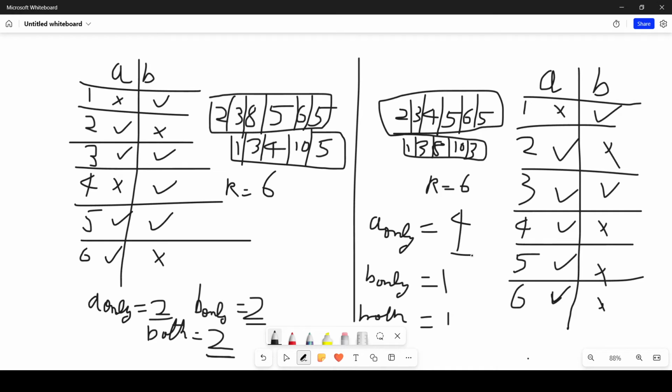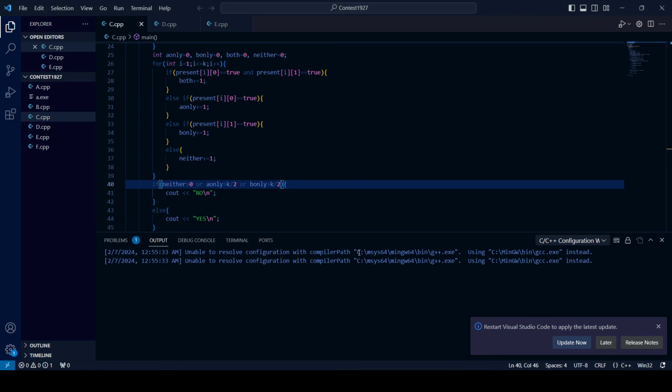There are 4 integers which are present only in a, 1 integer which is present only in b, and 1 integer which is present in both a and b. So these 4 integers we will have to take from a, but we can take at most 3. So in this case we won't be able to find such a choice of k/2 integers in a. That's the logic for this question, which is what I have done here.